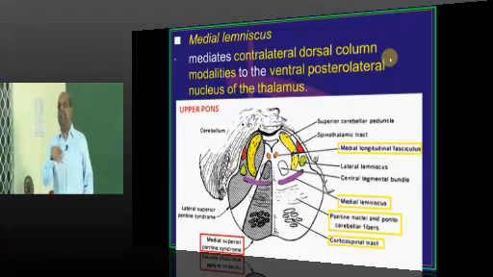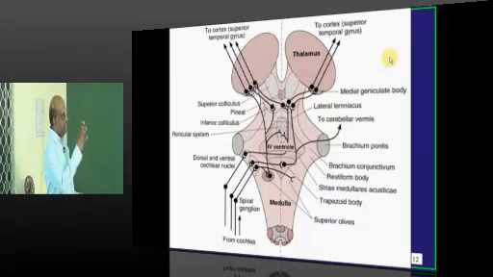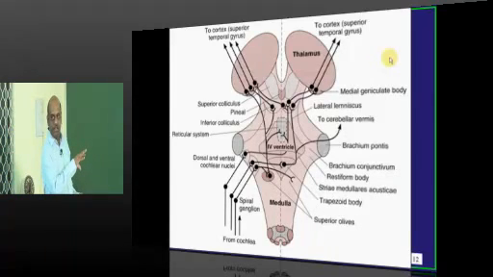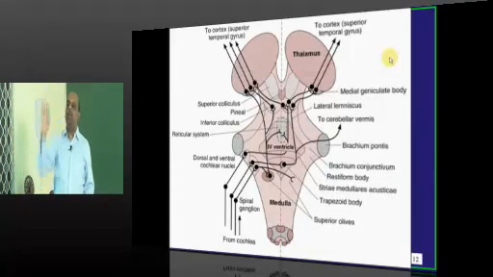So that is the lateral lemniscus. Story is over. Lateral lemniscus, medial geniculate body, inferior colliculus, then superior olivary nucleus, and the dorsal and ventral cochlear nuclei, and trapezoid body. These are the buzzwords you need to remember when it comes to auditory pathway.